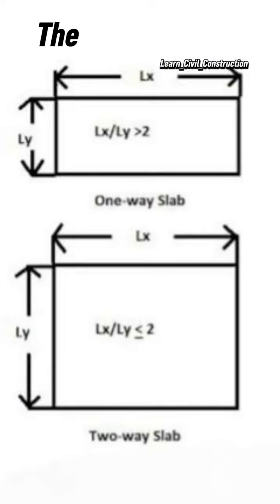So when they say a slab is a one-way, how do we know? A slab is going to be a one-way if the longer span of the slab divided by the shorter span gives you a value greater than 2. Now, if you do that, the longer span divided by the shorter span, and you get a value equal to 2 or less than 2, then you have a two-way slab.